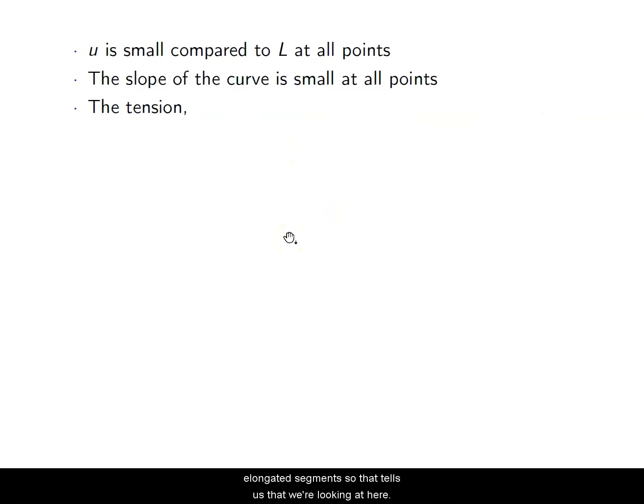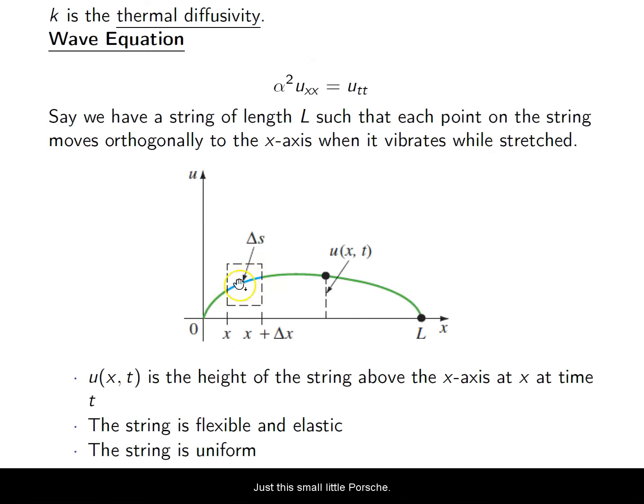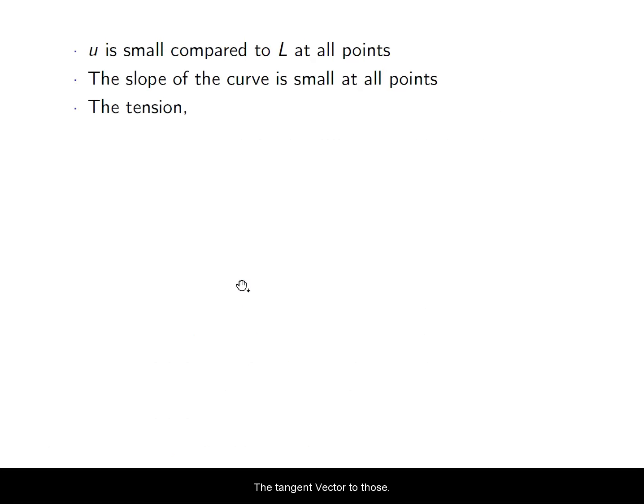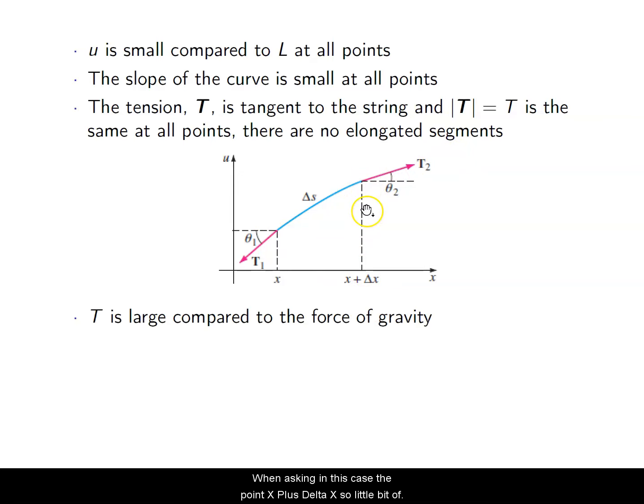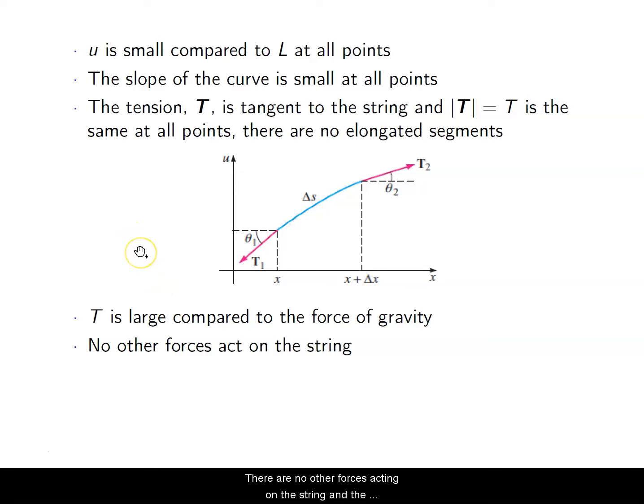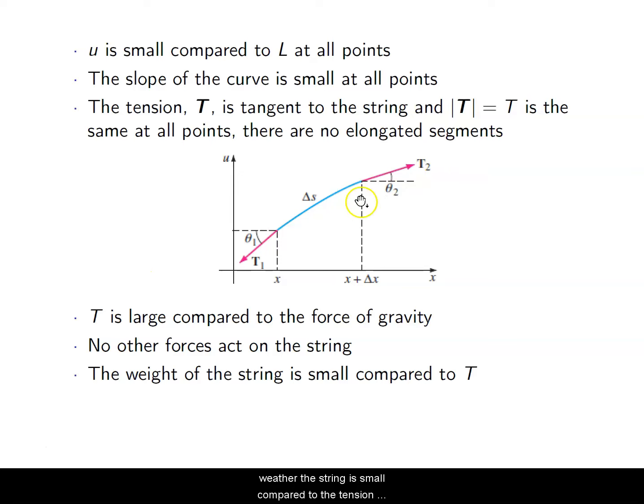So that delta S that we're looking at here, just this small little portion, the tangent vectors to those are here. So again, this curve continues on this way, right? And these T1 and T2 vectors are the tangent vectors at the point x, and in this case, the point x plus delta x. So a little bit away. T, the magnitude of the tension vector, is large compared to the force of gravity. So gravity is negligible for our calculations. There are no other forces acting on the string, and the weight of the string is small compared to the magnitude of the tension vectors.